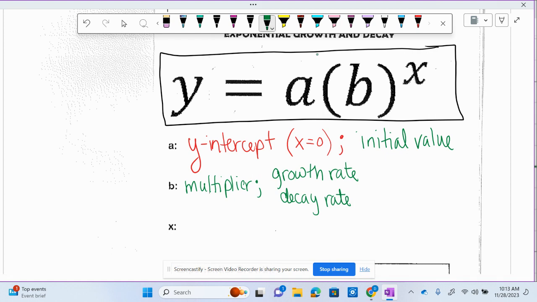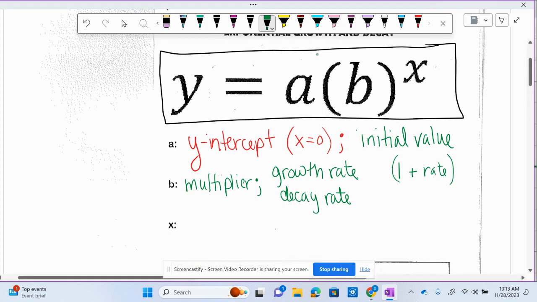And that's because we take the rate and we add it to the number 1. We're going to take the rate and add it to the number 1. We know that decay happens when B is less than 1. So we take our rate and we subtract it from the number 1. That's where those numbers are coming from.